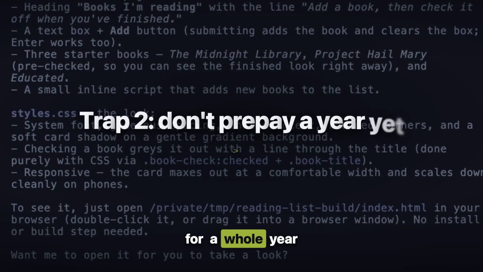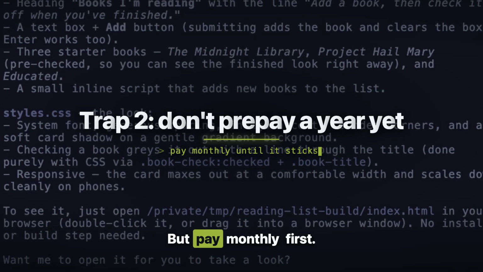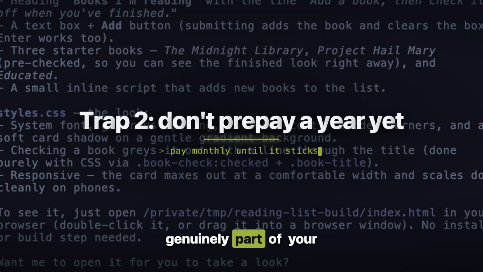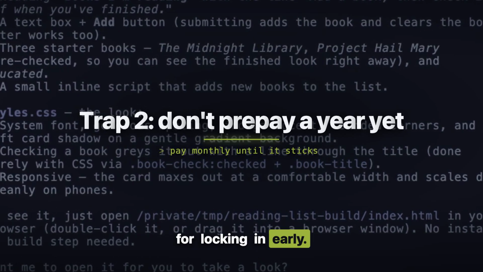Second, do not prepay for a whole year until you know you'll stick with it. Yes, annual billing saves you a few bucks a month, but pay monthly first. Make sure this is genuinely part of your life before you commit 12 months upfront. There's no prize for locking in early.